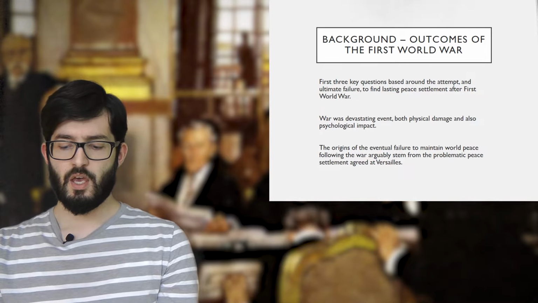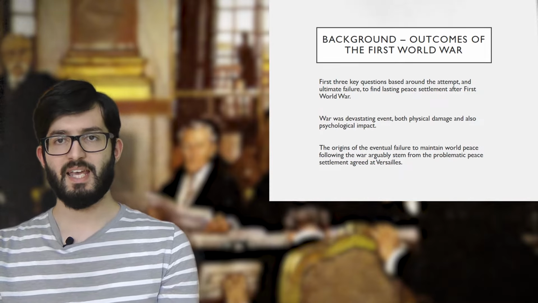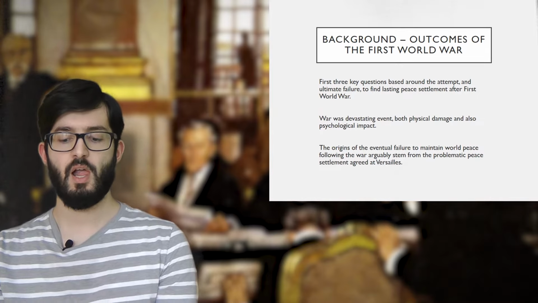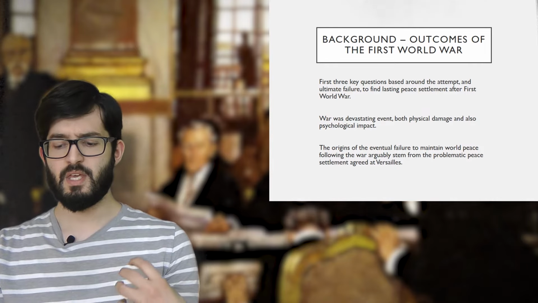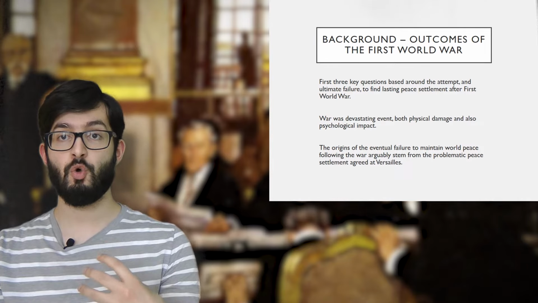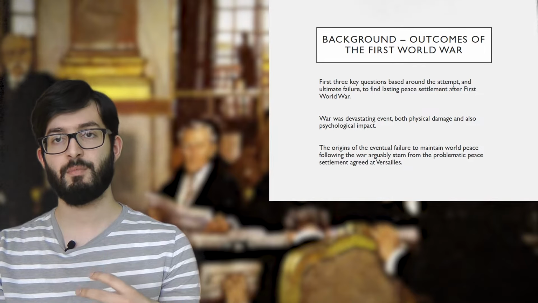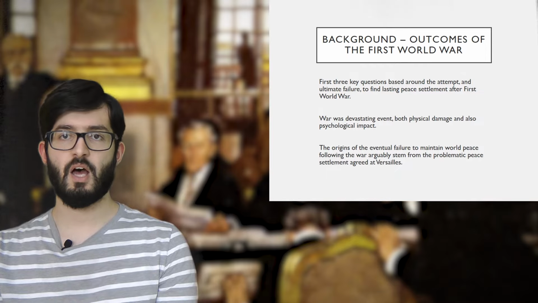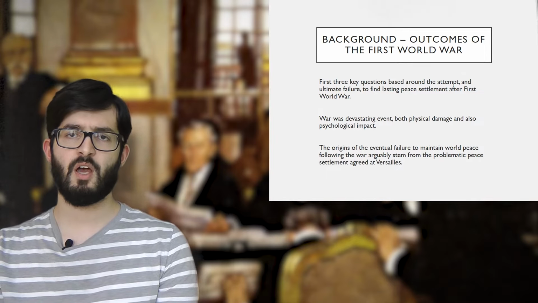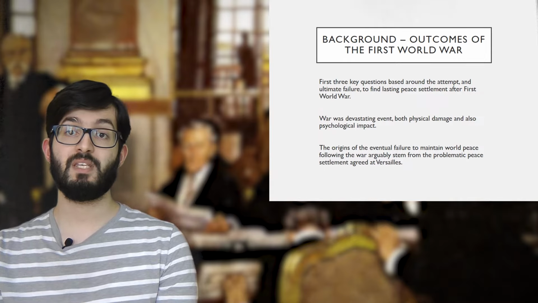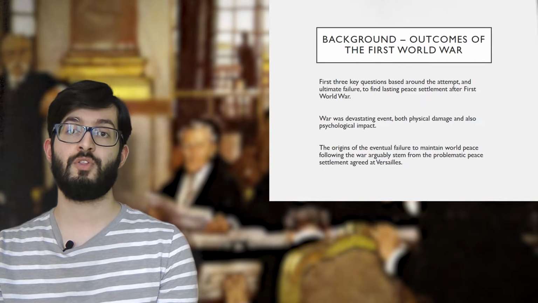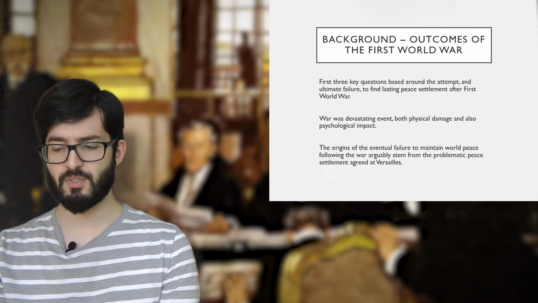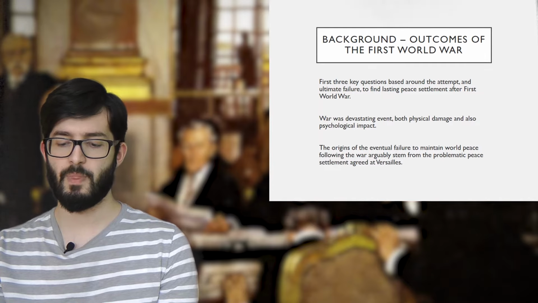And so the origins of that eventual failure to maintain world peace throughout this interwar period, despite the will to carry out that process, can arguably be put at the door of the problematic peace settlement agreed after the First World War at Versailles. This first key question is primarily concerned with what the peace settlement was, how it came about, and the extent to which it was a fair and rational settlement in terms of the future impact it would have in the years following it.